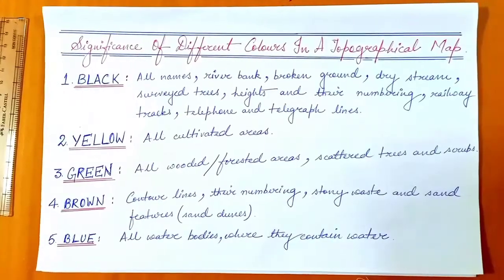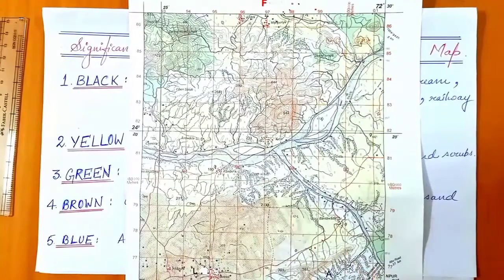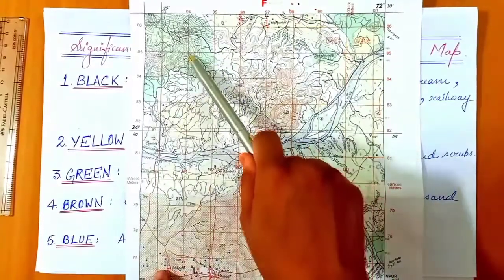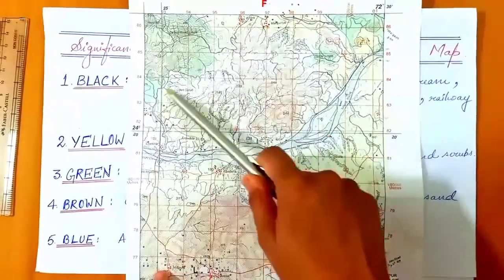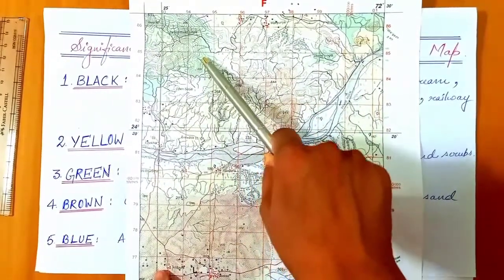Good morning, students. Today in this module we will learn about the significance of different colors in a topographical map. So students, if we look at any topographical map, we find different colors. Look at this topographical map. You will find different colors. Here we will see green color. Green color indicates forested areas, that is vegetation.